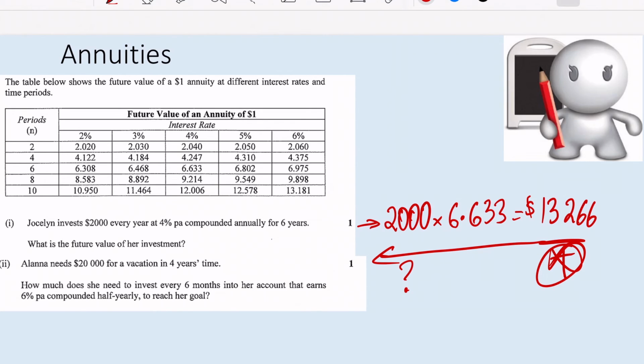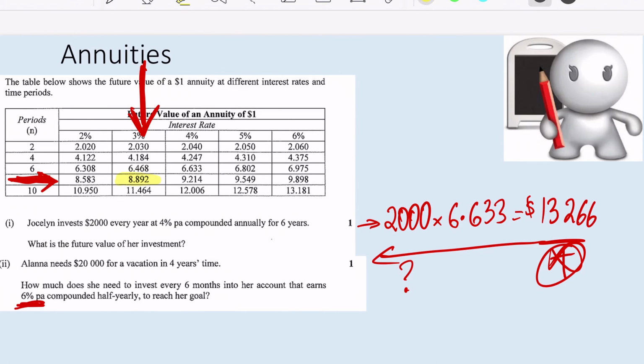How much does she need to invest every 6 months? So it's no longer a yearly scheme. It's now a half-yearly scheme that earns 6% compounded half-yearly to reach her goal. Well, 6% per annum will now become 3% half-yearly, so we are looking at this column over here. And 4 years becomes 8 compounding periods, so we are looking at this row over here. Where do they intersect?